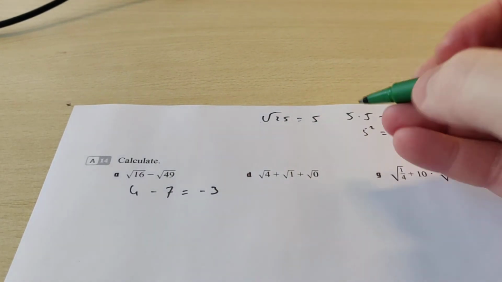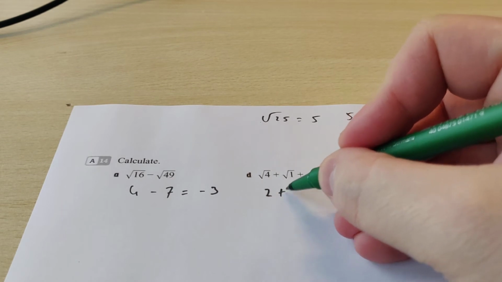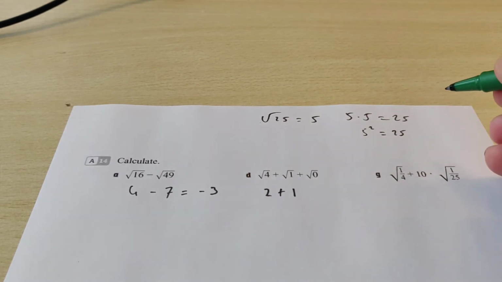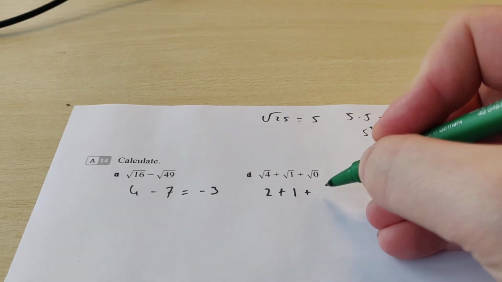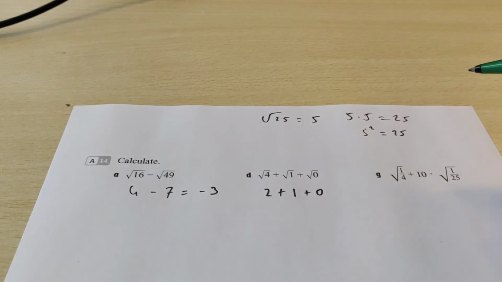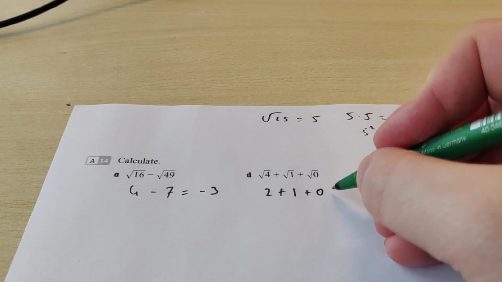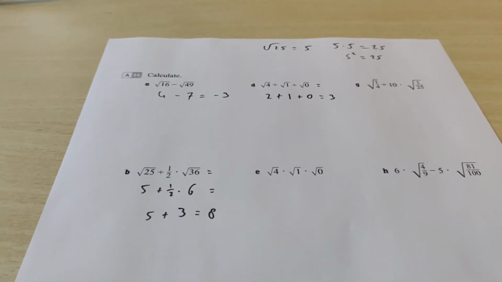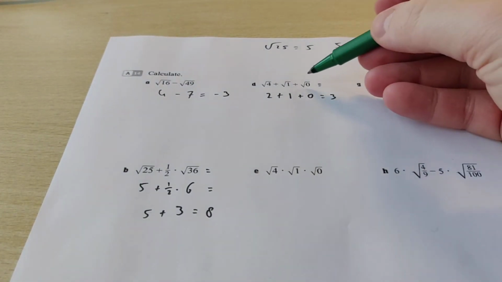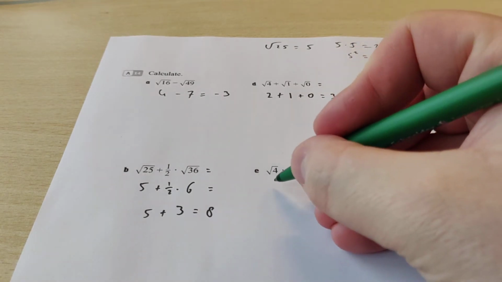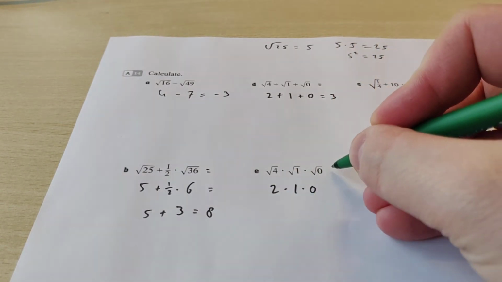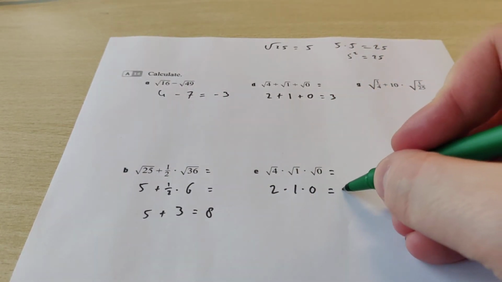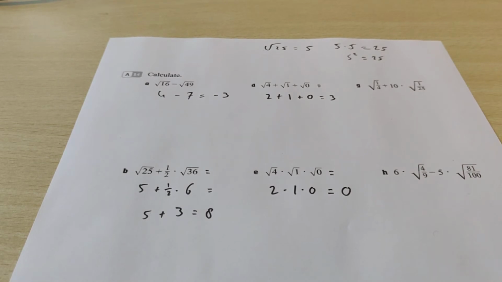Here you have the square root of 4, that's 2. The square root of 1 is 1, because 1 times 1 is still 1. And the square root of 0 is 0, because 0 times 0 is 0. So here the answer is 3. And then we're going to go to this one over here. Very similar to that one, but now it's times. So here we have 2 times 1 times 0. Well, anything times 0 is always 0. So that's the answer here.